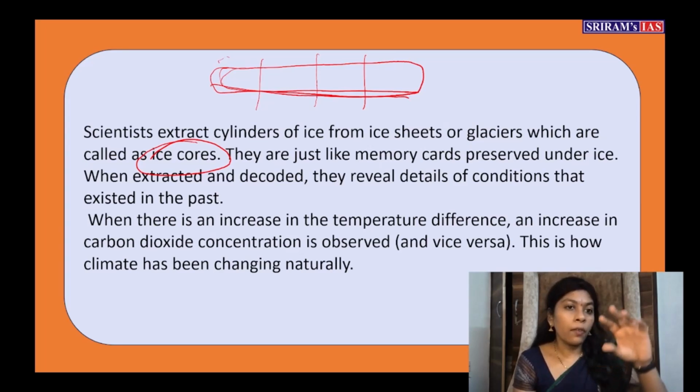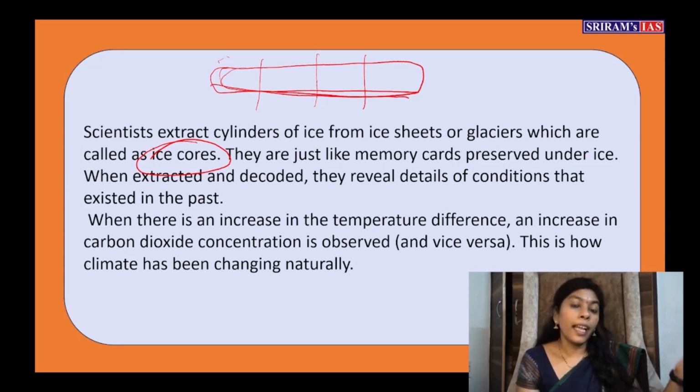So this way, even when carbon dioxide concentration starts increasing, temperature increases. Now that is the problem which is happening. So that way they came to know that climate change occurred even before 8 lakh years. It was naturally occurring, but man did not create anything that time. So only because of natural events, this climate change used to happen.